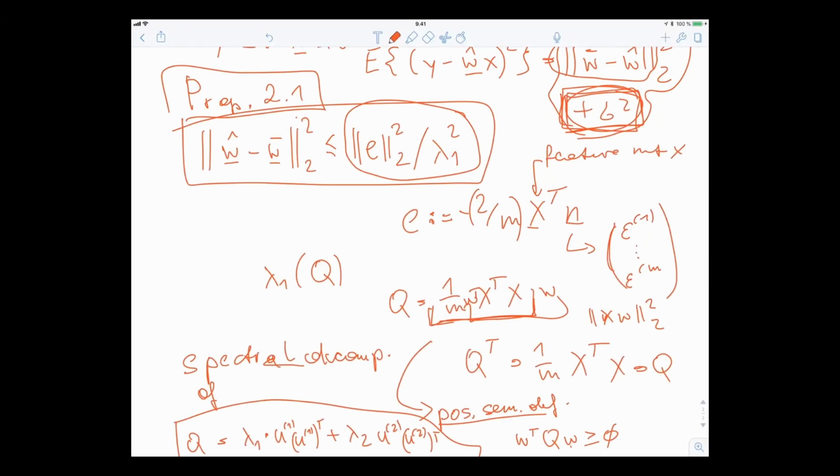Okay, so far so good. Yeah, by the way, is this upper bound always valid? Can you use this for any data set?